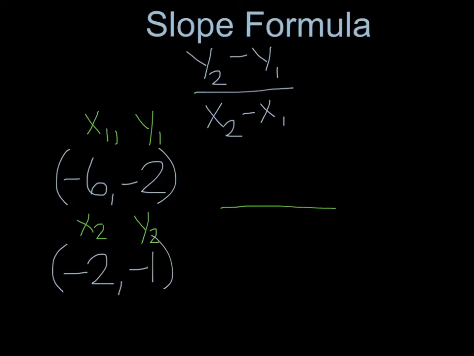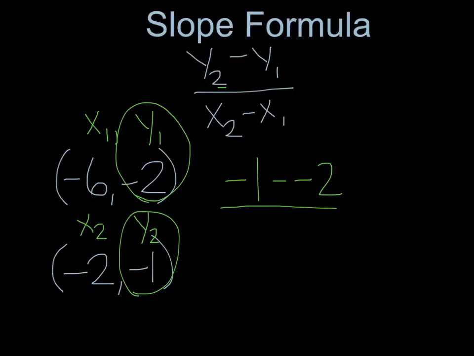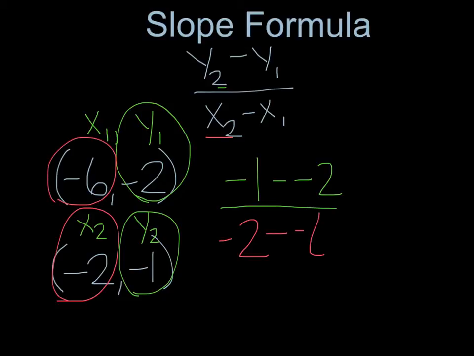So I'm just going to follow my formula, starting with y2. y2 is negative 1. Negative 1 minus y1, which is negative 2. Then I'm going to do x2. So x2 is negative 2 minus x1. x1 is negative 6. So now I just need to solve. Minus a negative becomes a positive. So negative 1 plus 2 is positive 1. And then, again, minus a negative becomes a positive. Negative 2 plus 6 is 4. So the slope of this line would be 1/4.